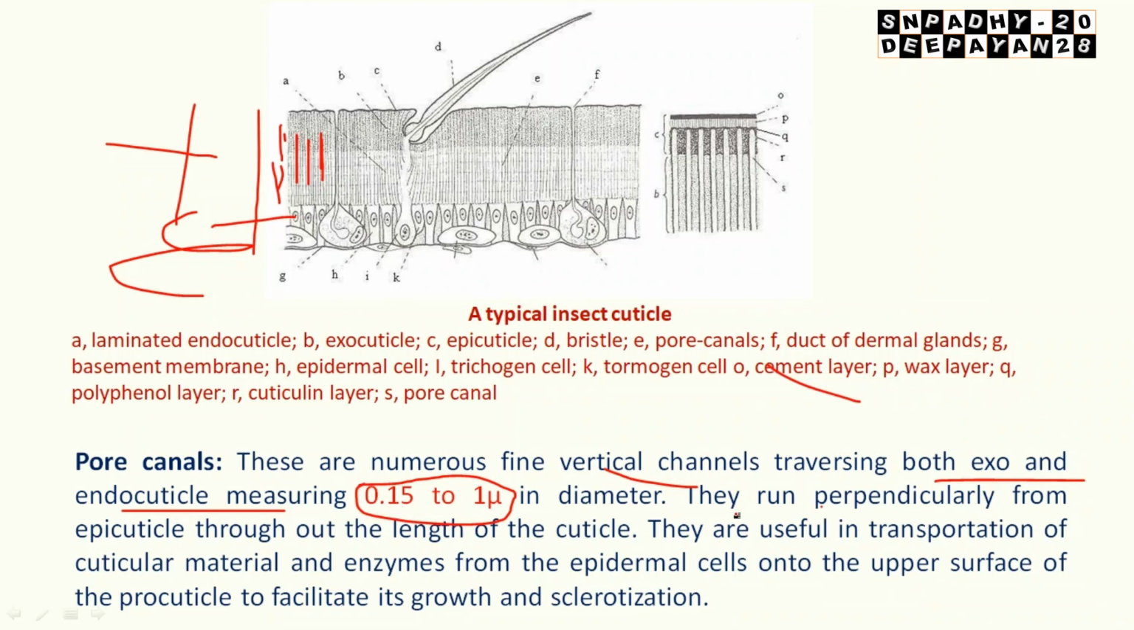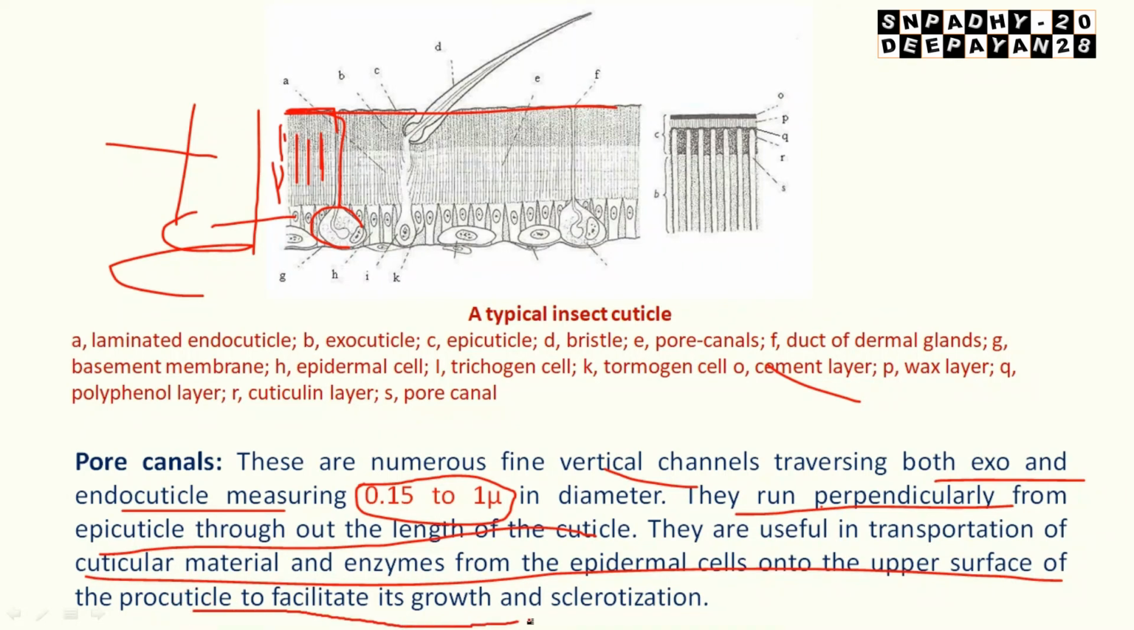This is important: 0.15 to 1 micron in diameter. It may come as a short question. They run perpendicularly from the epicuticle throughout the length of the cuticle. Whatever secretion comes from the epidermis will be deposited over here. They are useful in transportation of cuticular material and enzymes from the epidermal cells onto the upper surface of the procuticle to facilitate its growth and sclerotization.